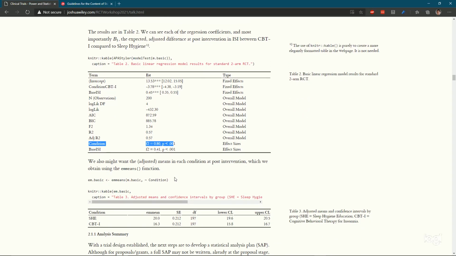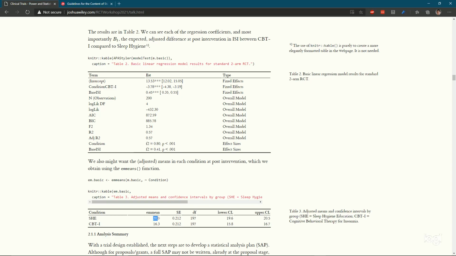And we probably would also be interested in the adjusted means for each condition. So not just what's the difference between the groups, but what is the actual adjusted mean ISI at post-intervention. And we can use the emmeans function to do that, estimated marginal means. So marginal here being that it's marginalizing, averaging over the other predictors, in this case baseline ISI. We want to adjust for that, but we don't want to sort of hold that at a specific point.